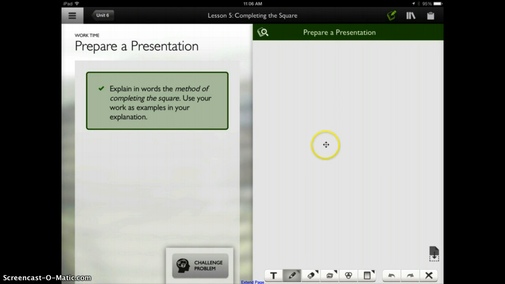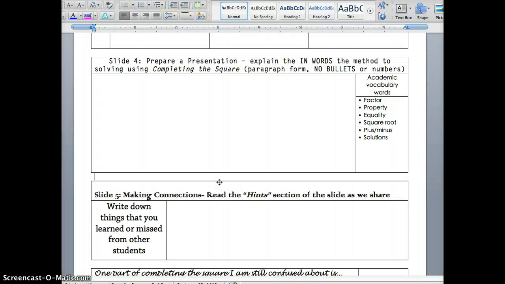Here's where you're going to prepare your presentation. You can type it out. You can write it on the paper that I just showed. You can write your presentation here and take a picture and then post it or upload it to your iPad.